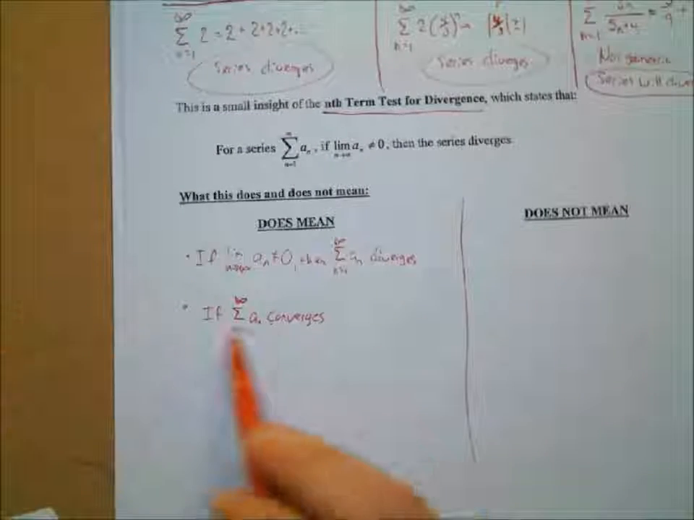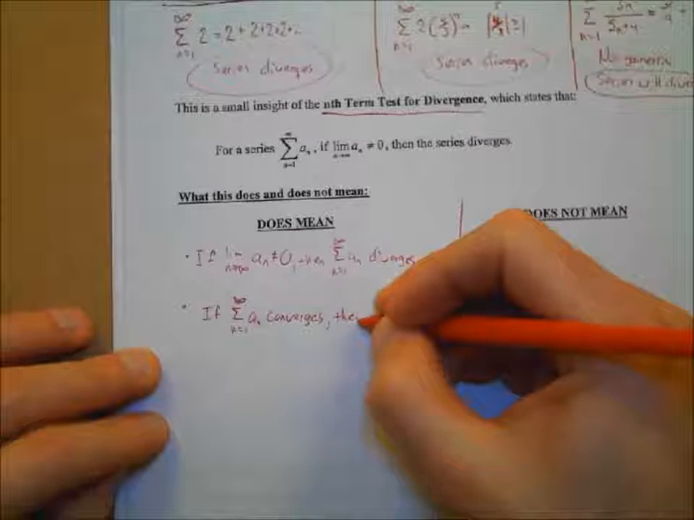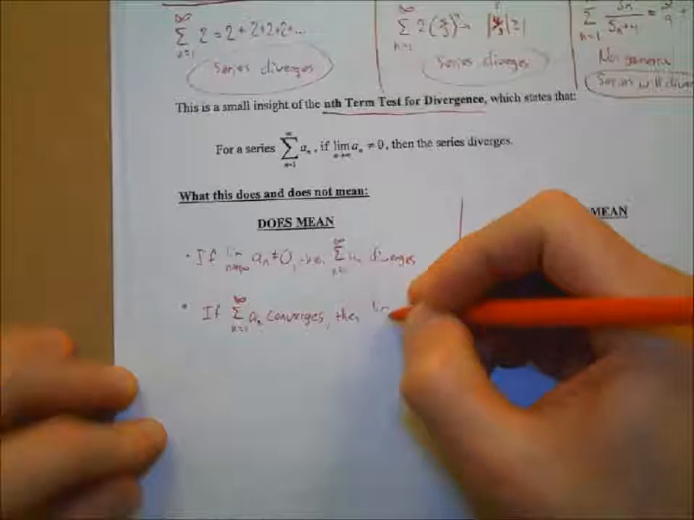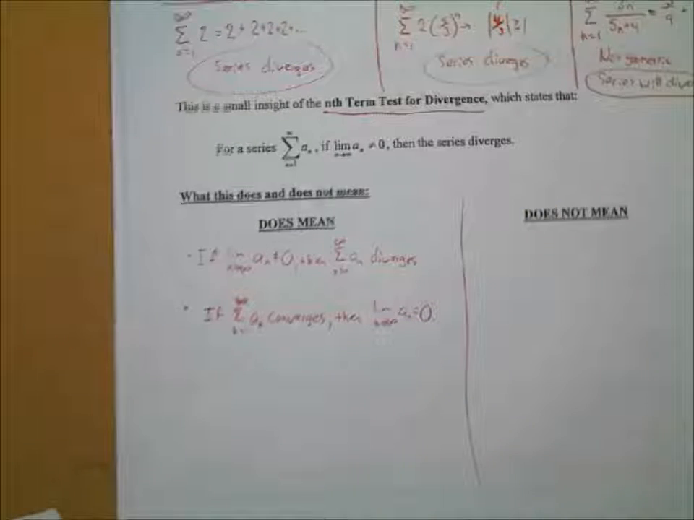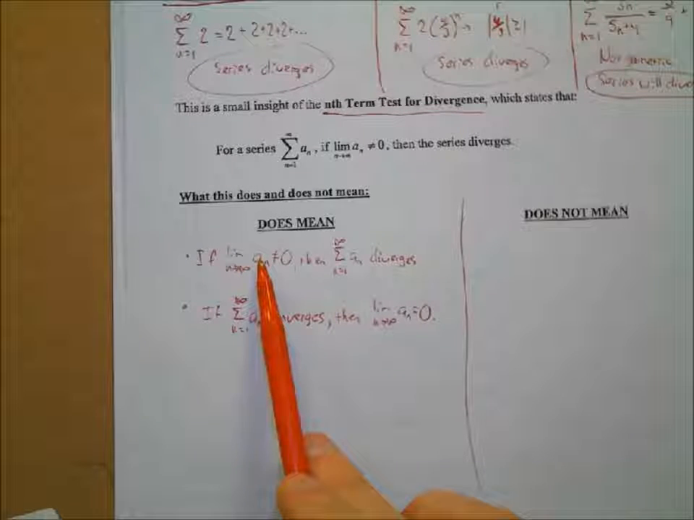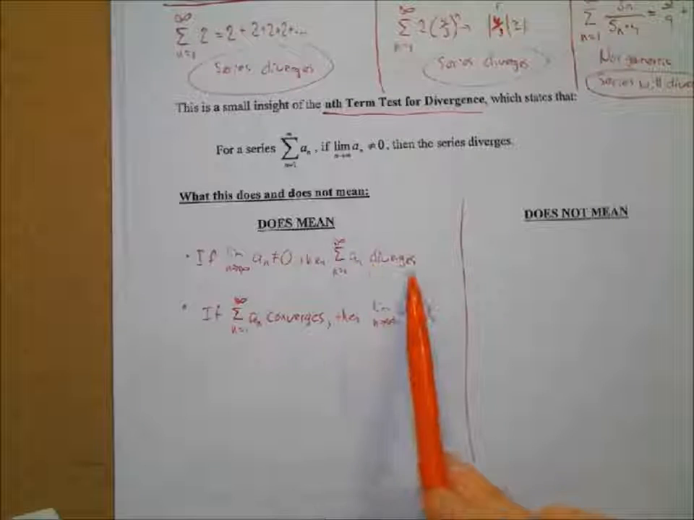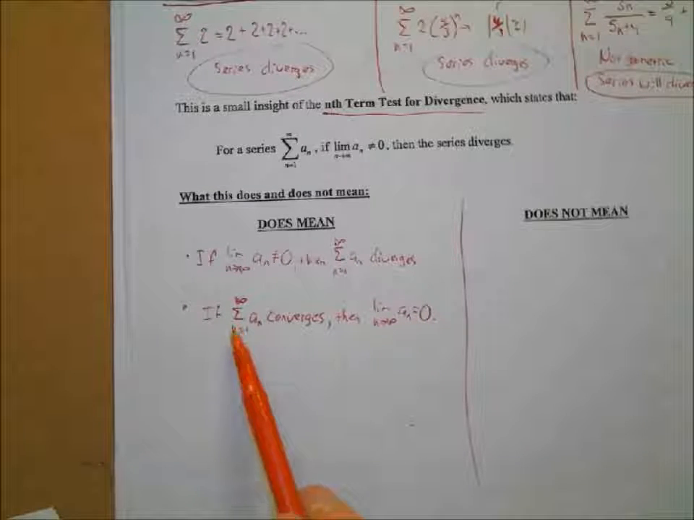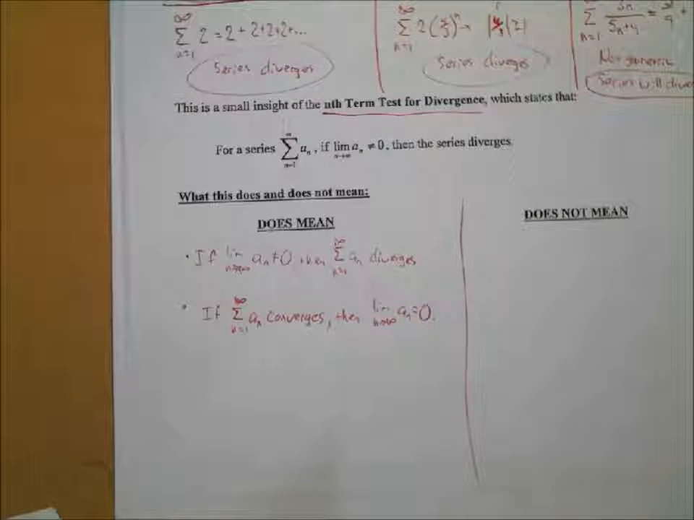Okay, so if the series converges, then we can simultaneously say that the limit as n approaches infinity of a sub n equals 0. These two things are logically equivalent to one another. If the limit as n approaches infinity of the sequence does not equal 0, then the sum of that sequence, the series, will diverge, for sure. If the series converges, then the limit as n approaches infinity of your sequence must be equal to 0.